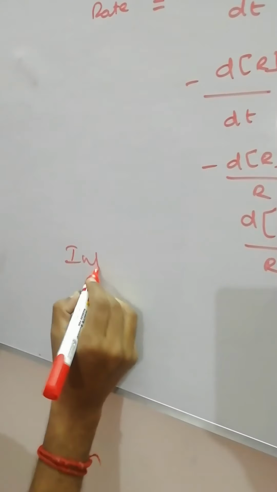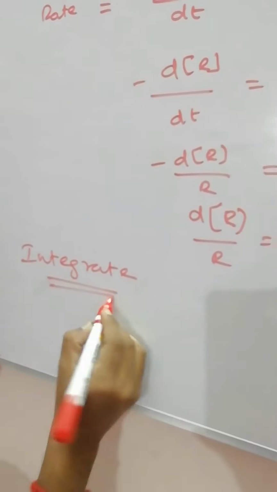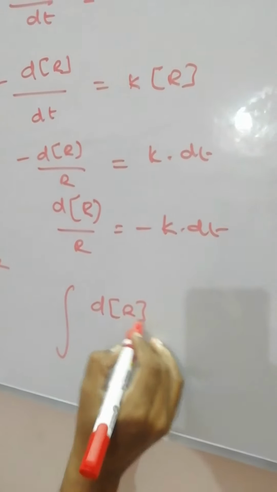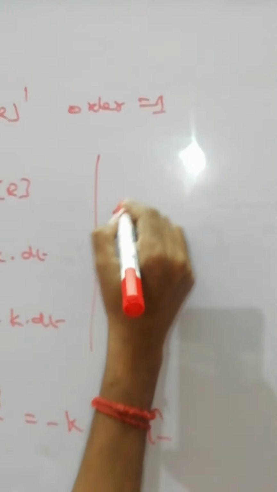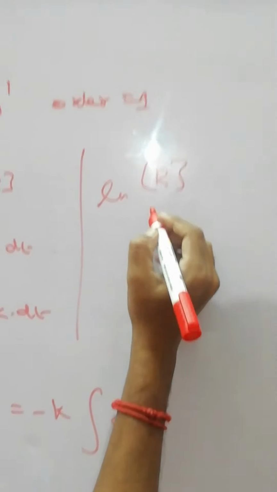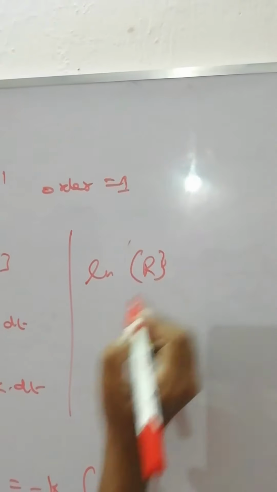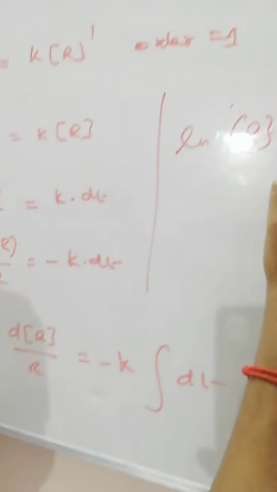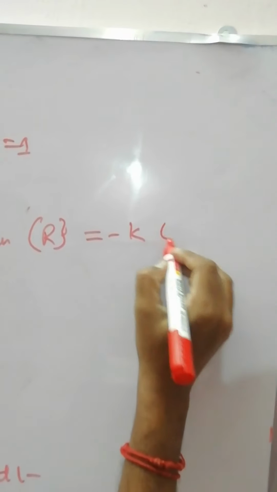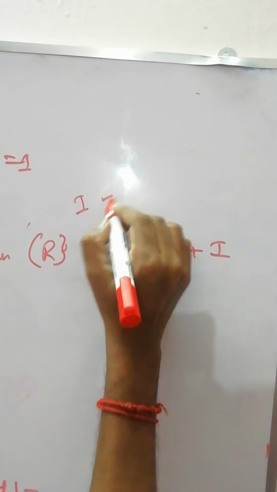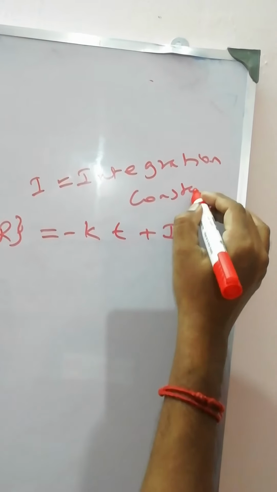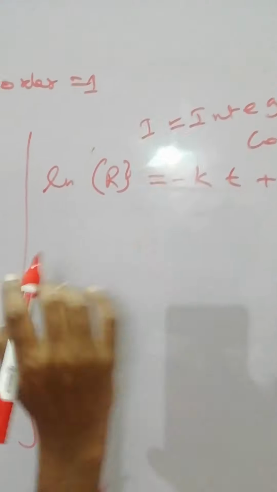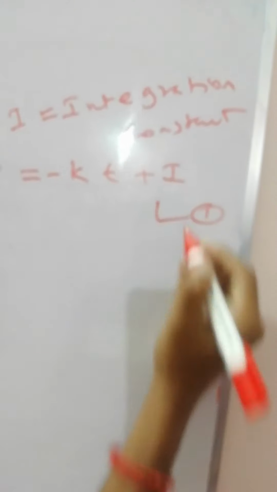After that we have to integrate. Integrate dR by R equals minus k into dt. Now integrating on both sides, we get ln R. On integrating this differential equation, we get ln R equals minus k into t plus I, where I is the integration constant. Now this is the first equation.